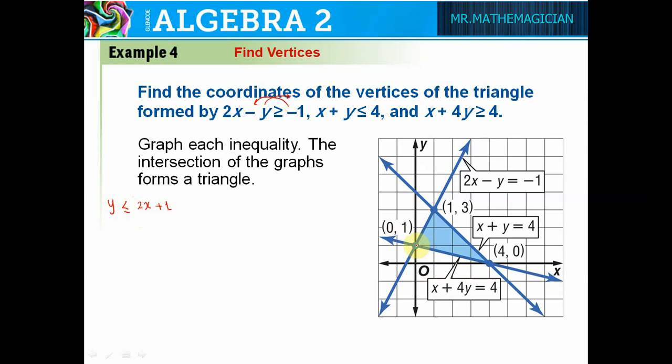This is the y-intercept at 1, and the slope 2 over 1 means 2 units up, 1 unit to the right, 2 units up, 1 unit to the right. So it's this line. This is the first line, L1.